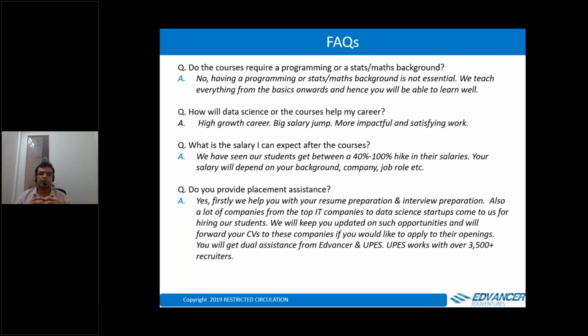And in this also, you will get dual assistance from Edvancer and UPS. So UPS works with more than 3,500 recruiters. They have a lot of connect, and you'll be getting dual placement assistance from both institutes. Of course, a lot of this placement activity is going to be concentrated in India because we are India specific at the moment. But any opportunities that come from outside India, we will always be sending it across to you.